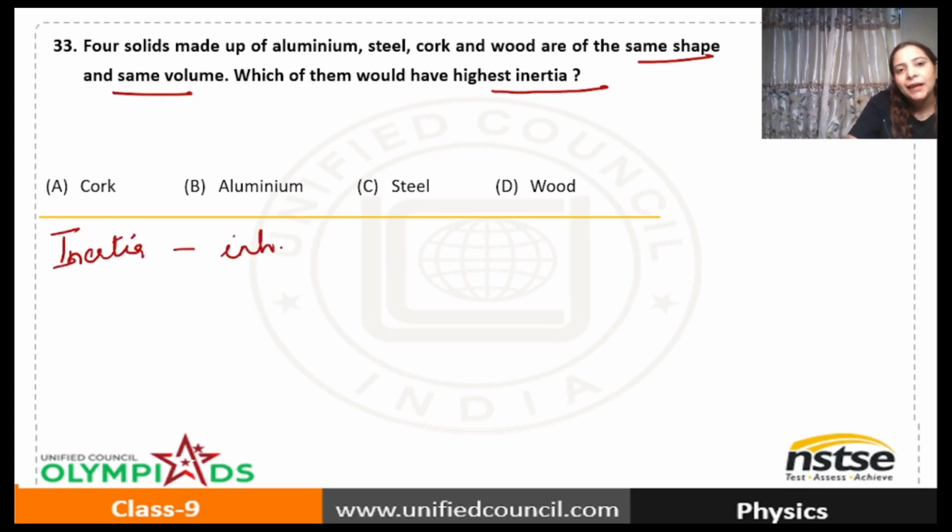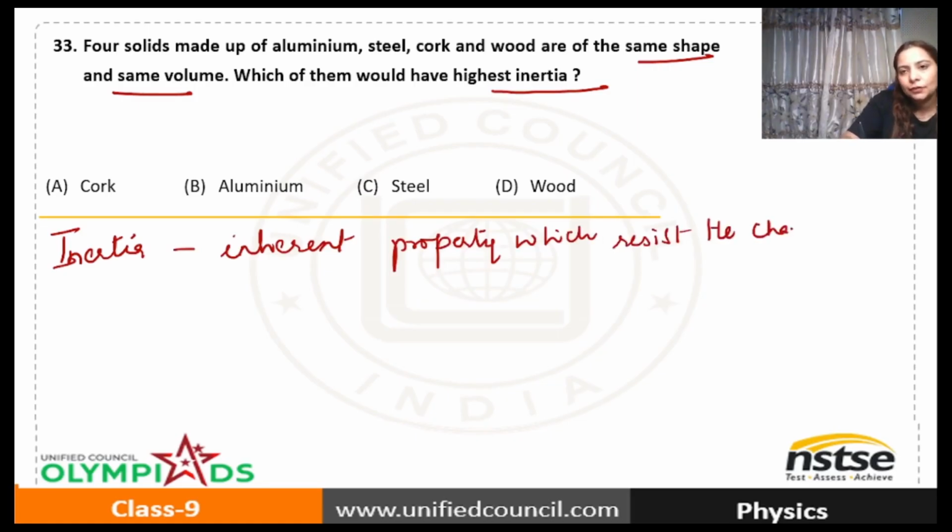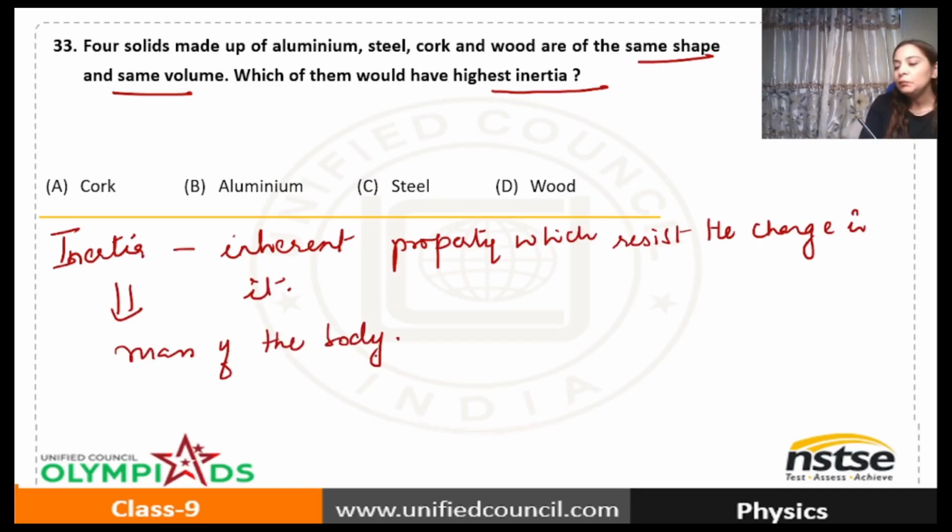Inertia is an inherent property of any substance which resists the change in its state, and inertia depends upon the mass of the body. The more the mass of the body, the more inertia it will have. That means more resistance against a change in it.